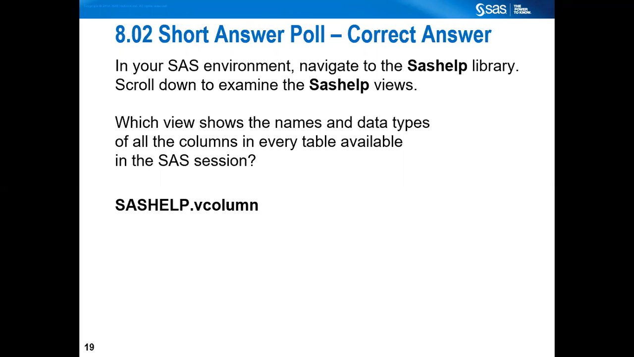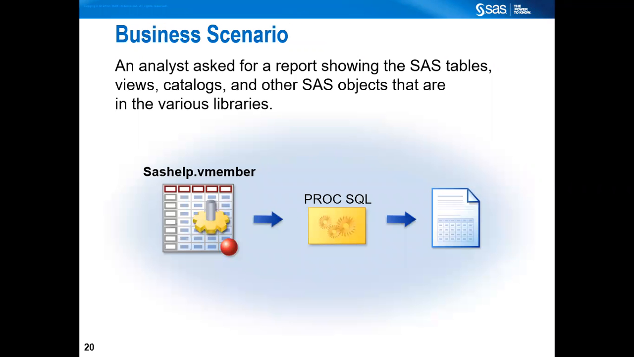Right. So the scenario here is an analyst asked for a report showing the SAS tables, views, catalogs, and other SAS objects that are in various libraries. Now we know there are various categories of files one can save in a library in the form of catalog files like macro files or format files, tables, views, right? So these are the various forms of your files. Okay, so how can you see those?